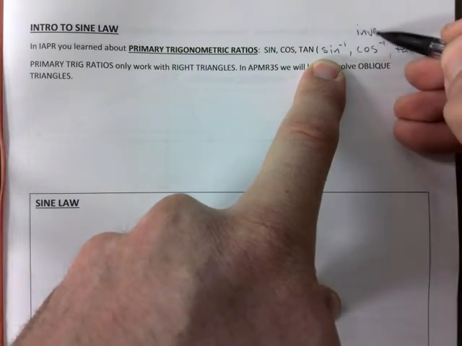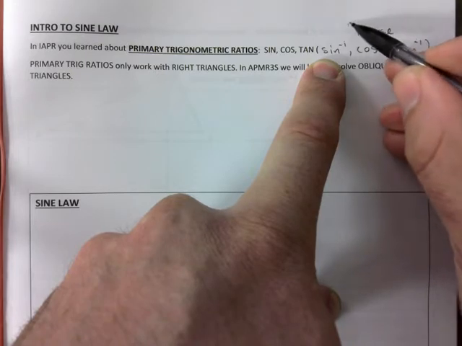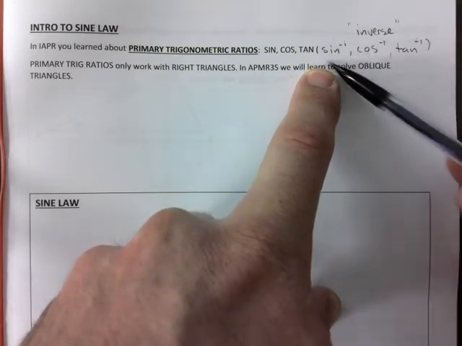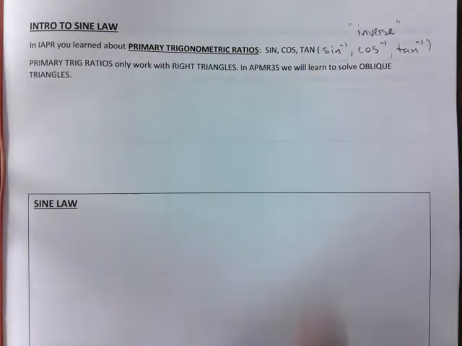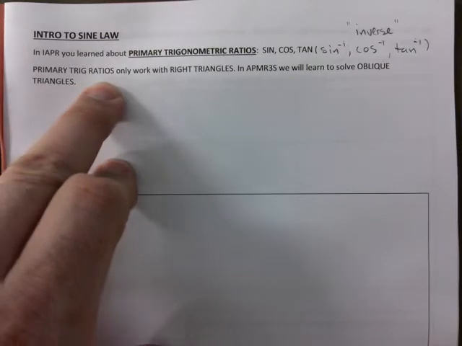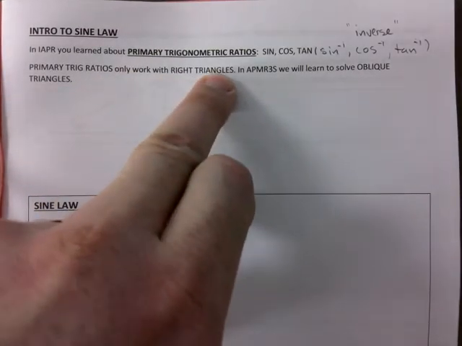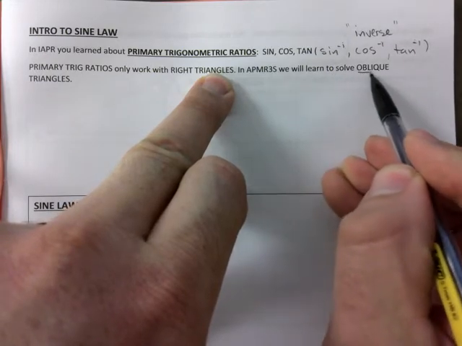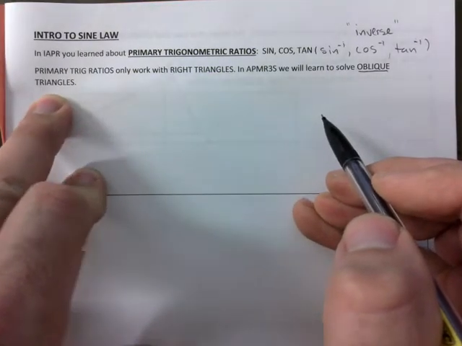Maybe I'll write that down. Inverse. So if I ask you to find an angle, you use the inverse of sine, that's what I mean, right? Sine with a little -1. It's not a power, guys. It's just the inverse operation. It's like multiplying has its inverse, which is dividing. Sine has its inverse, which is sine with a little -1. It does the opposite, okay? Primary trig ratios only work with right triangles. In grade 11 applied, you will learn to solve for oblique triangles as well, okay?